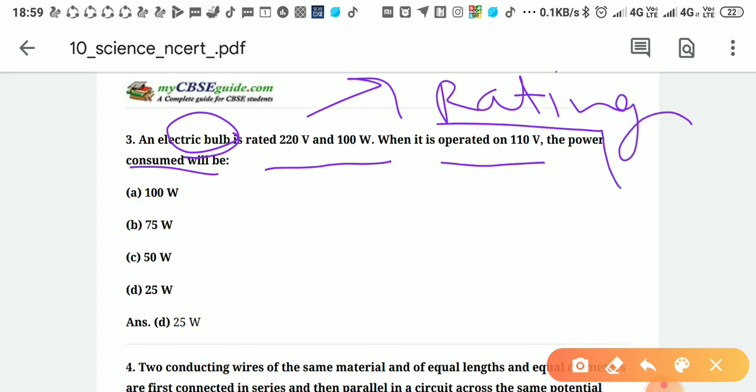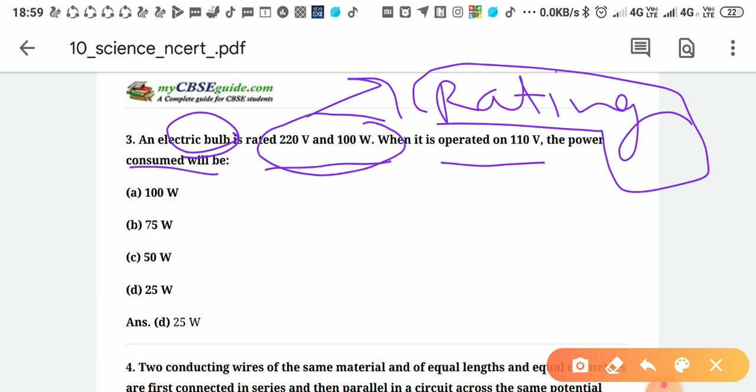When we go to any shop and we want a bulb, we ask the shopkeeper. Then we definitely say to him, give me a 100 watt bulb, a 50 watt bulb, a 200 watt bulb. Okay, then that is the rating of that bulb, 100 watt, 200 watt, whatever. And another thing rated on that bulb is the potential difference, that is 220 volt.